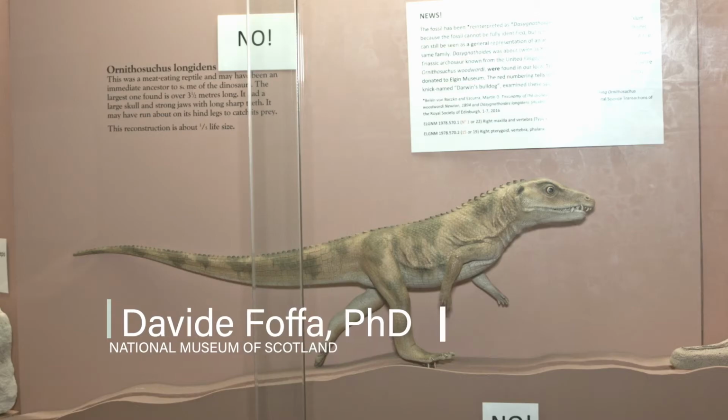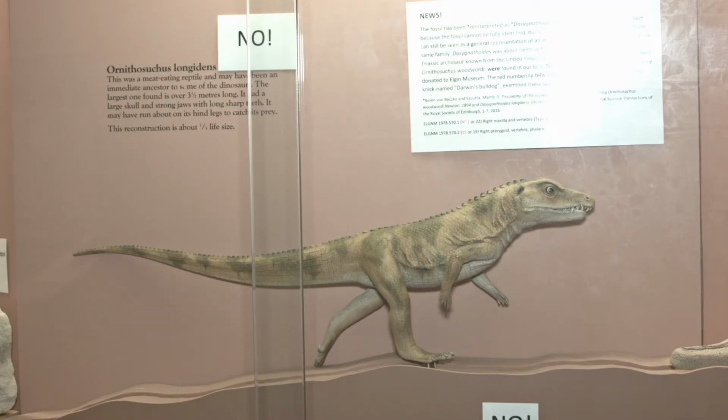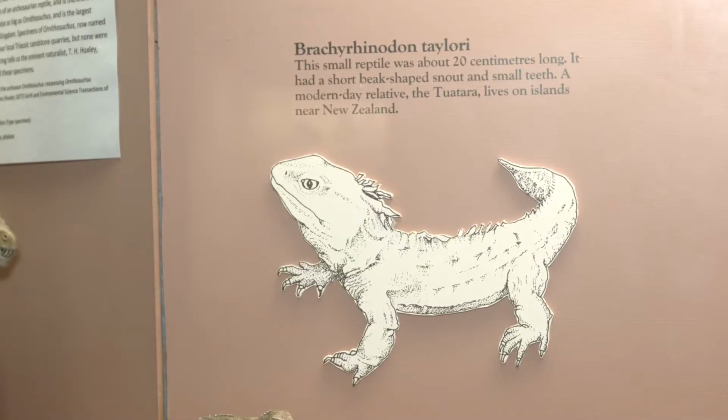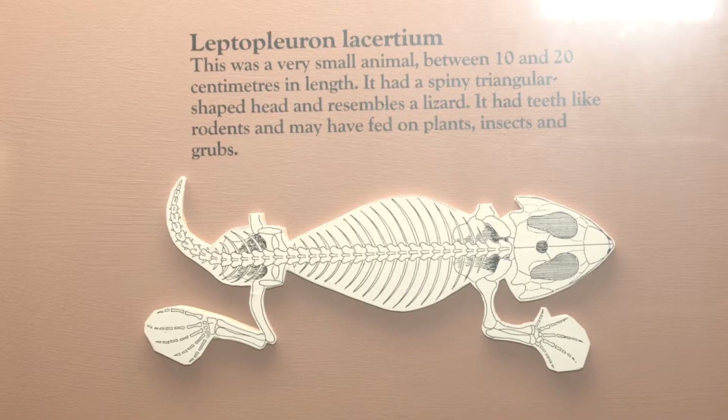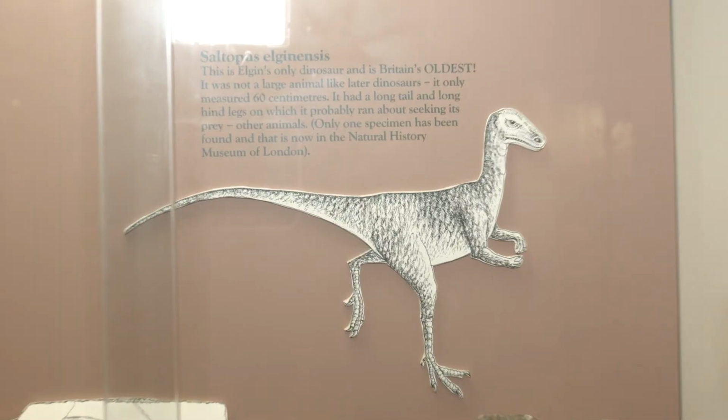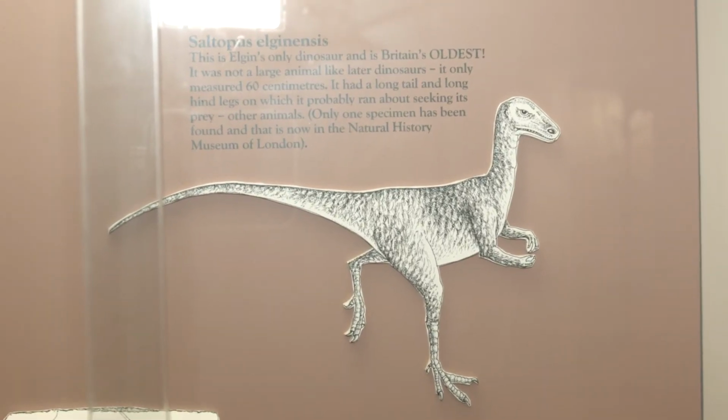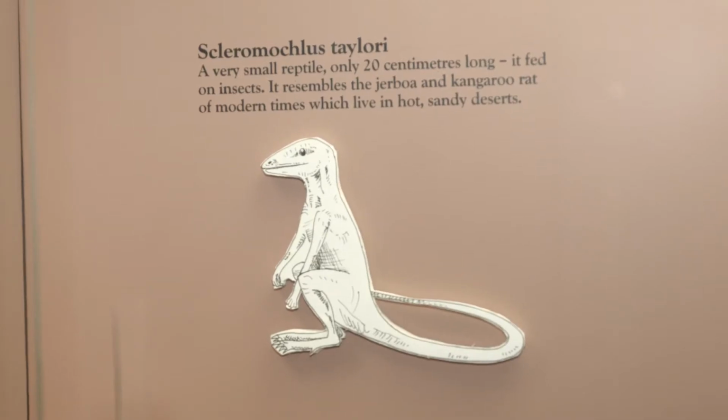I would like to talk today about some of the work I've been doing with the Elgin specimens for my postdoc at the National Museum of Scotland. The animals I'm looking at in my project are the Triassic animals, so they include Erpetosuchus, which is a distant relative of crocodiles, Brachyrhinodon, Leptopleuron, and then two close relatives of dinosaurs and pterosaurs, which are Saltopus and Scleromochlus.